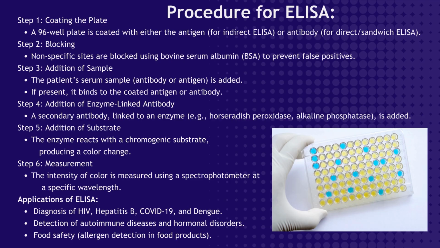Step 4. Addition of enzyme-linked antibody. A secondary antibody linked to an enzyme, e.g. horseradish peroxidase, alkaline phosphatase, is added. Step 5. Addition of substrate. The enzyme reacts with a chromogenic substrate, producing a color change. Step 6. Measurement. The intensity of color is measured using a spectrophotometer at a specific wavelength.